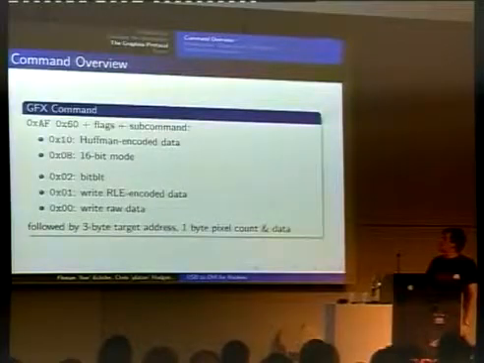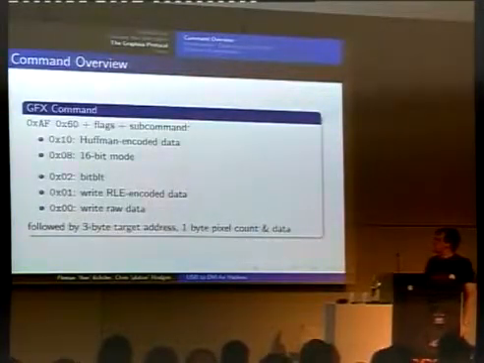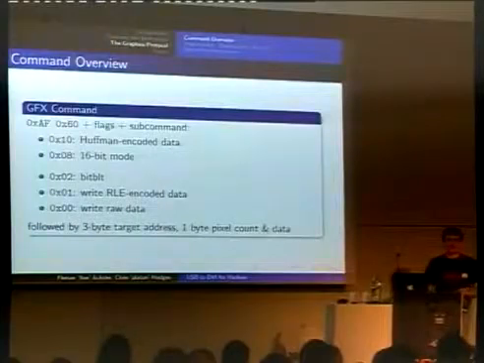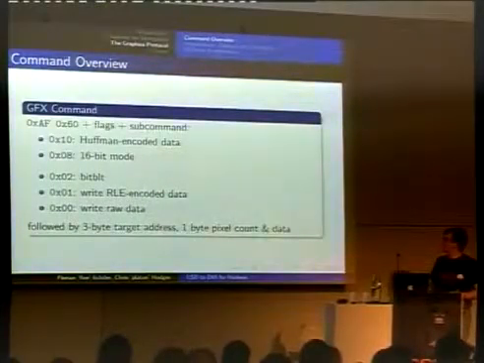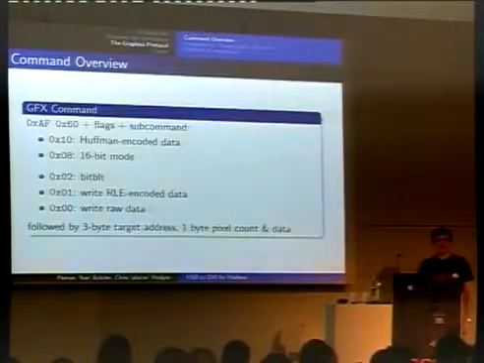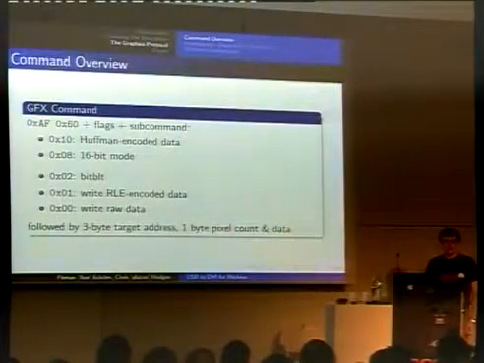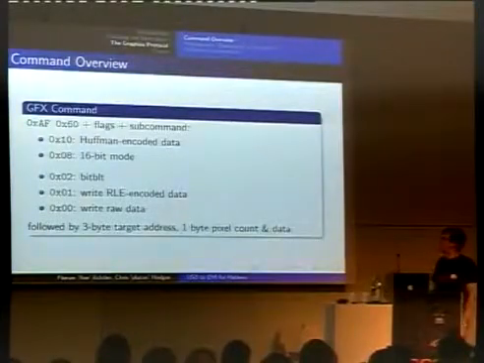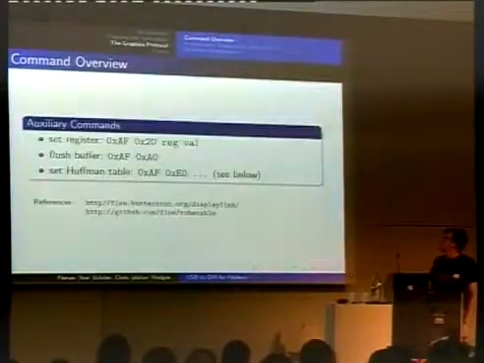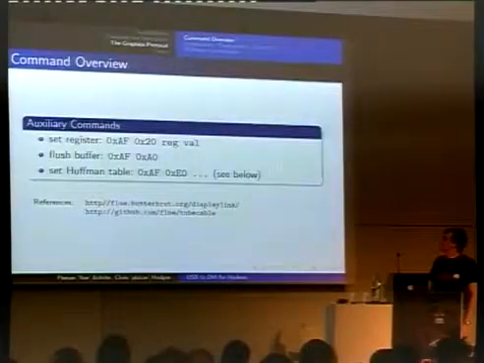And every one of these commands is followed by a 3-byte address and 1-byte pixel count. This is, in fact, quite important. This is not the count of bytes which follow, but it's the count of pixels which are in the end written to the frame buffer. So, for example, for the run length encoding, you get a much higher pixel count than what's actually following in terms of data. Okay, there are also some auxiliary commands.